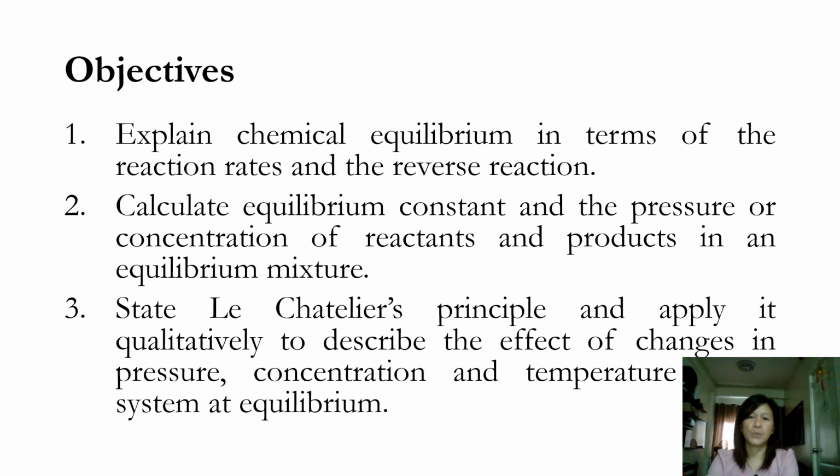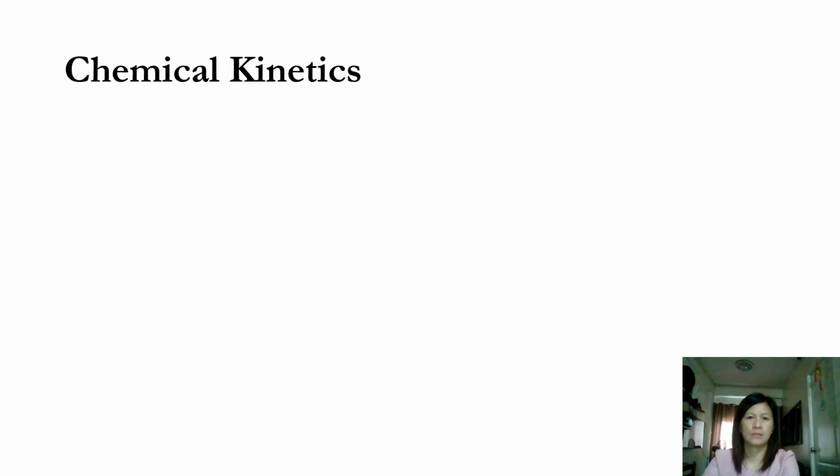For the objectives, we will have the following. Number 1, explain the chemical equilibrium in terms of the reaction rates and the reverse reaction. 2, calculate equilibrium constant and the pressure or concentration of reactants and products in an equilibrium mixture. And 3, state Le Chatelier's principle and apply it qualitatively to describe the effect of changes in pressure, concentration, and temperature to a system at equilibrium.